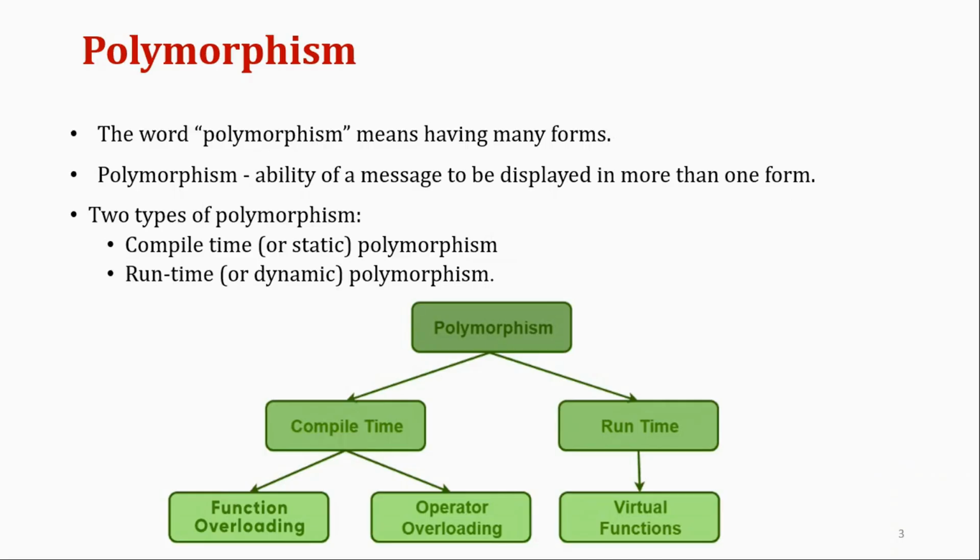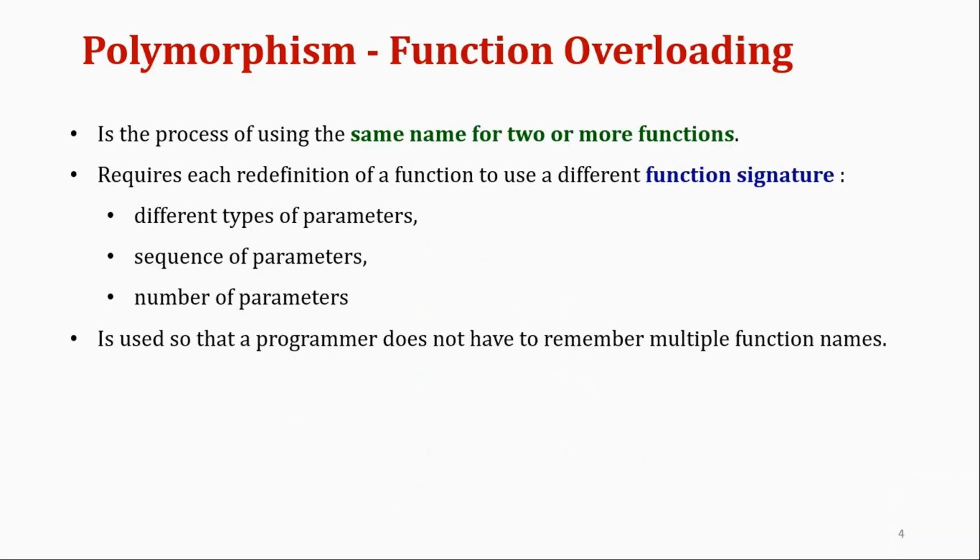So we already discussed the types of polymorphism: runtime and compile time. Compile time examples and implementations are function overloading and operator overloading. And coming to function overloading, it is the process of overloading the same function with a different implementation, or implementing a function with the same name with a different definition. That is what function overloading is.